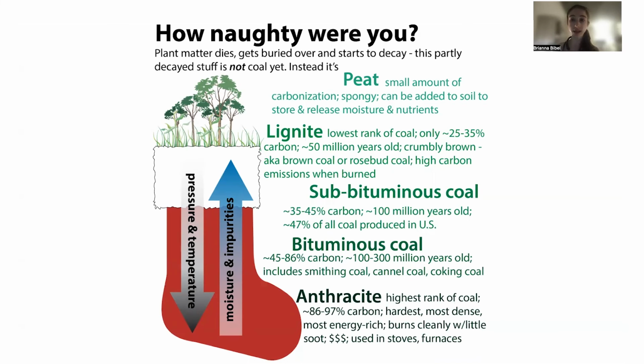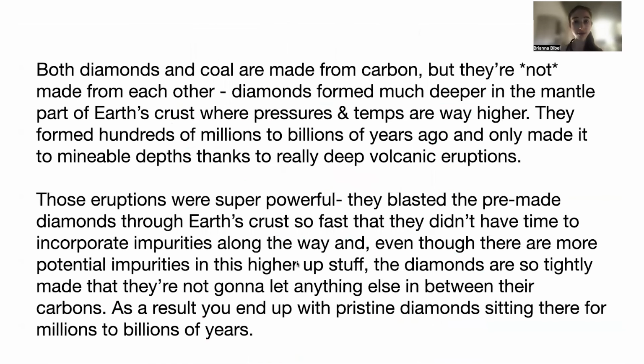It's not forming because it got pushed down from above. Instead, the way that diamond gets to the surface is it gets pushed up from below. These diamonds typically formed hundreds of millions to billions of years ago, and then they only made it up to the mineable depths thanks to really deep volcanic eruptions. They're starting where the pressure and the temperature are really, really high, deep in the Earth's crust. They're not getting pushed down. And then there's a volcanic eruption, which pushes them up.